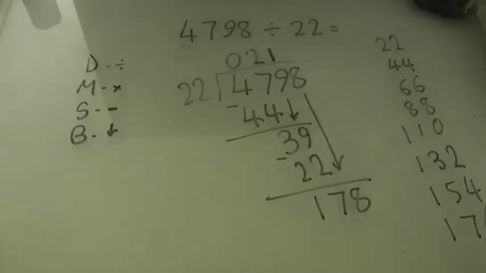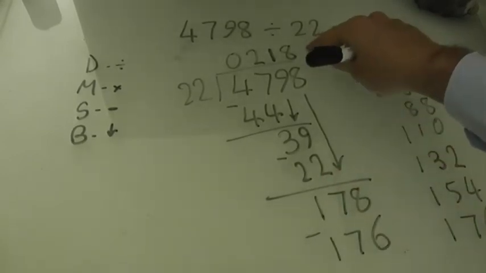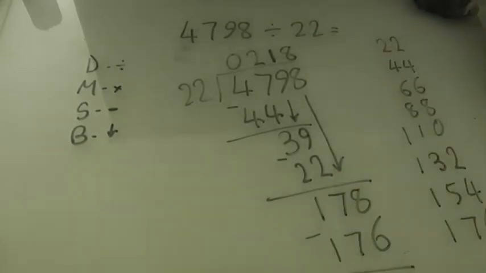So now we need to see how many 22s can get into 178. 1, 2, 3, 4, 5, 6, 7, 8. So we put our 8 there, and we write our number underneath as before. But look, we've run out of numbers. But don't worry, I'll show you what we do.